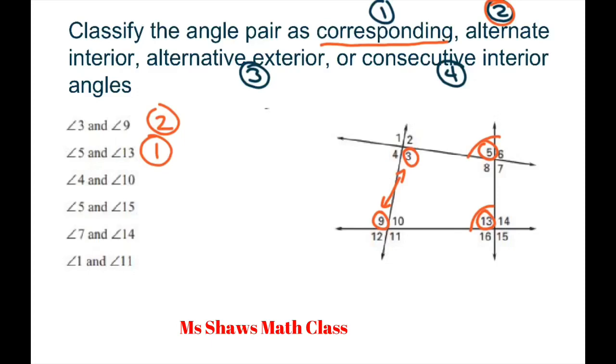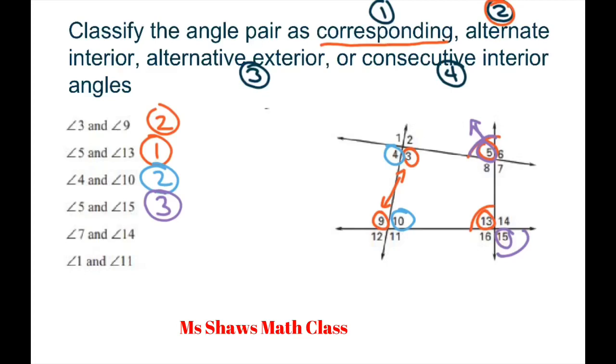We have 4 and 10. That's alternate interior. So that's number 2. 5 and 15. Those are exterior because they're on the outside versus the inside. So that's going to be number 3. Alternate exterior.